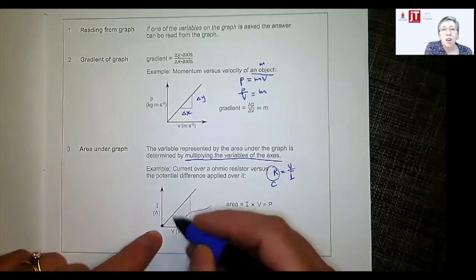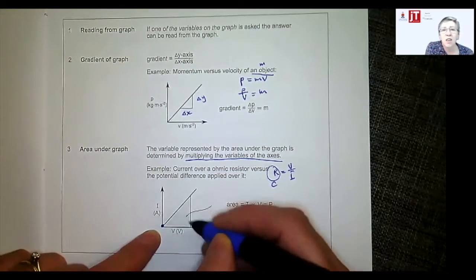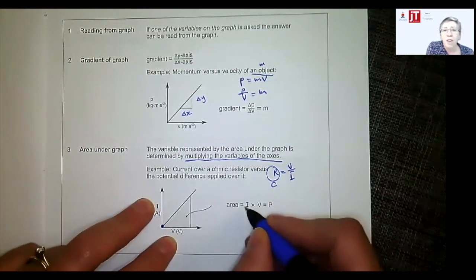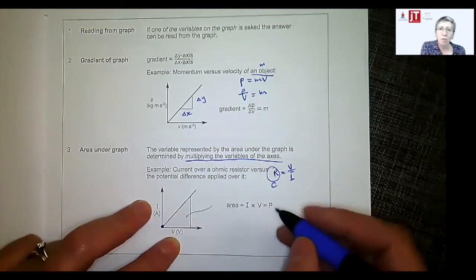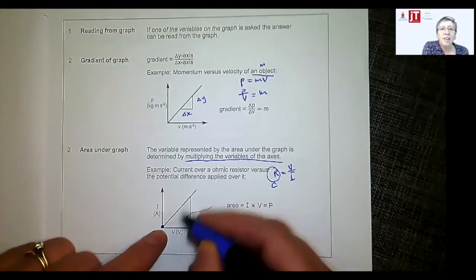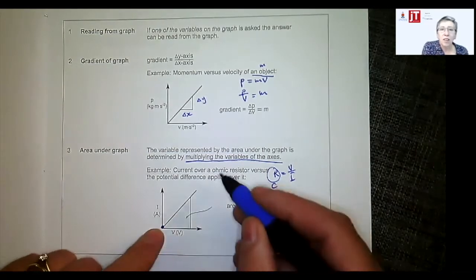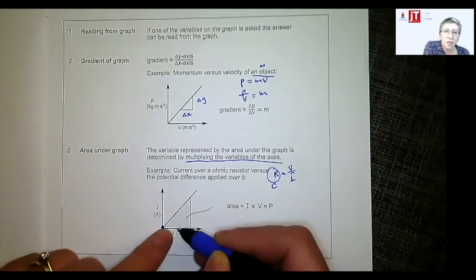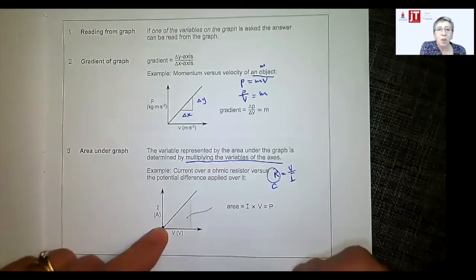But now they are not asking us what is the gradient of this one. They're asking what is the area. So I'm not going to work with that anymore. I'm looking for one where you have I times V. And if you know your equations, or if you've got the information sheet, you will know I times V is P, power. So here, the area underneath the graph represents the power. So for that resistor, you've got the current, you can read the voltage over the resistor, but you can also, from that triangle, work out the power.